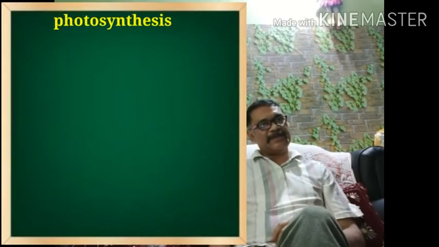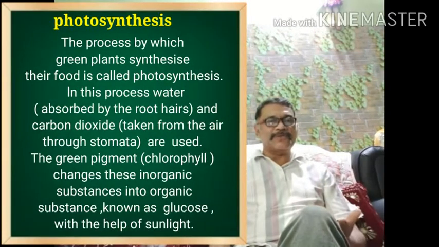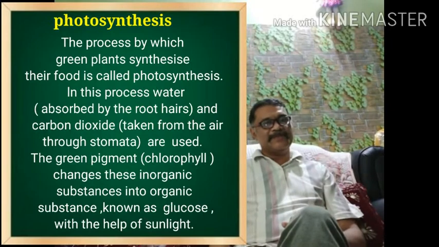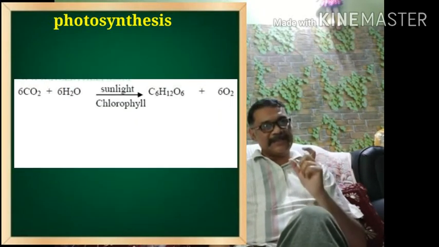So, the process by which green plants use carbon dioxide and water with the help of chlorophyll in the presence of sunlight to convert them into an organic substance, that is glucose, is called photosynthesis. This is the only process by which inorganic substances, here carbon dioxide and water, are converted into organic substances, glucose. And you know that food is an organic substance. So this is the only way of making food. And this valuable, important work is done by the plants.